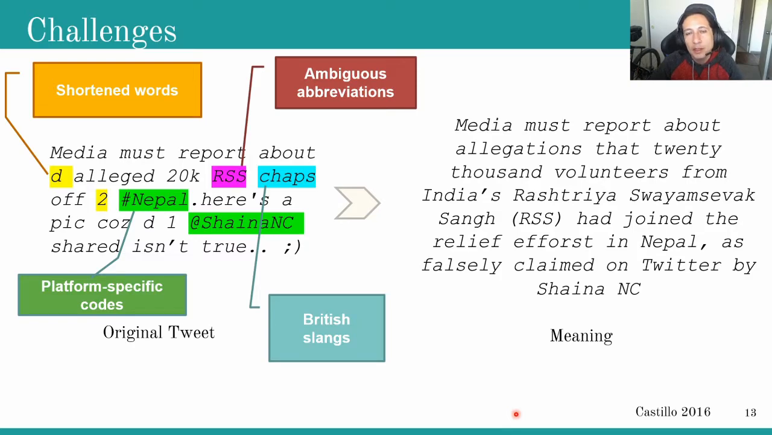For example, during the 2015 Nepal earthquake, this tweet on the left side was published during the event. However, this message, even for human reading, is too difficult to understand because it contains shortened words, ambiguous abbreviations, British slang, among other things. Hence, natural language processing techniques can fail when they try to automatically represent and extract information from messages.